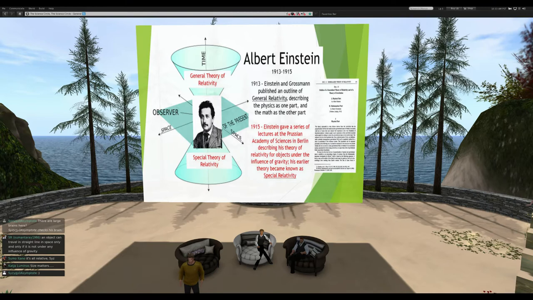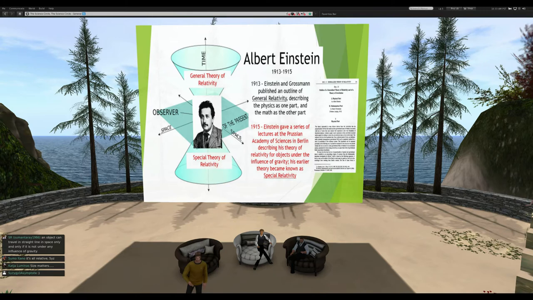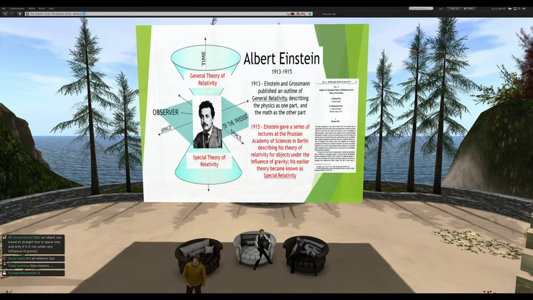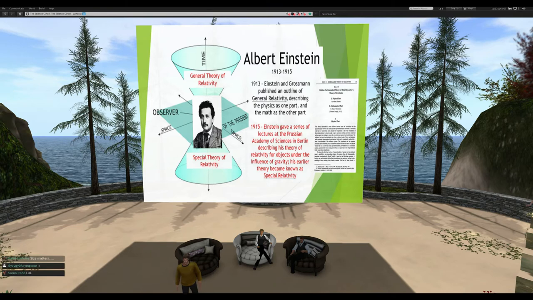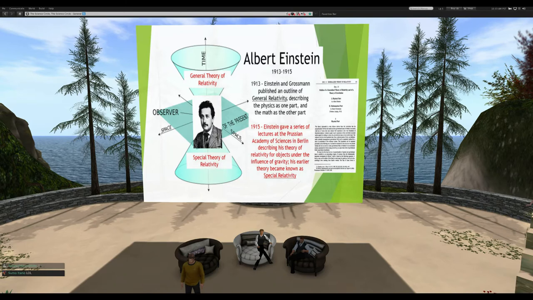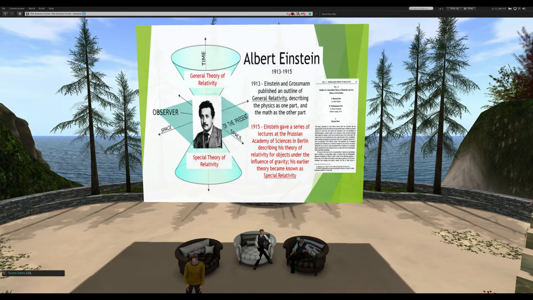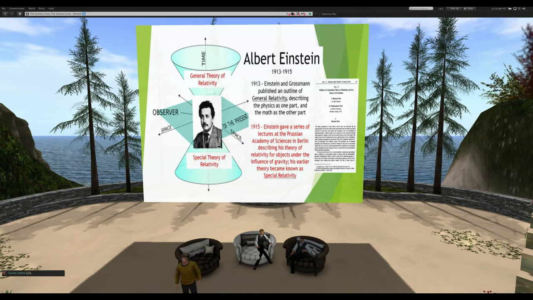Okay, so then he and Grossmann actually published an outline on the general theory. In fact, that's what it says, that's the English version over there on the right. In 1913, an outline of general relativity, basically in two parts, describing the physics part, and then Grossmann described the math part. Einstein always said that he wasn't that great in math, but he's far better than any math I've ever done. But, you know.